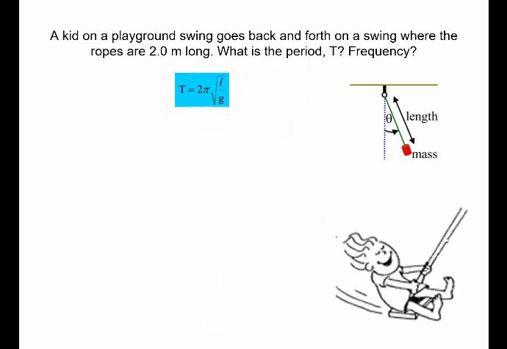So how about if we think about this in the context of a kid on a swing, right? So the kid is on a playground swing, swings back and forth. The ropes are 2 meters long, so that's L. And we want to know what is the period and then what is the frequency. So I can use this equation to calculate the period. So it's just going to be 2 pi times the square root of L, 2 meters, divided by g, 9.80 meters per second squared.